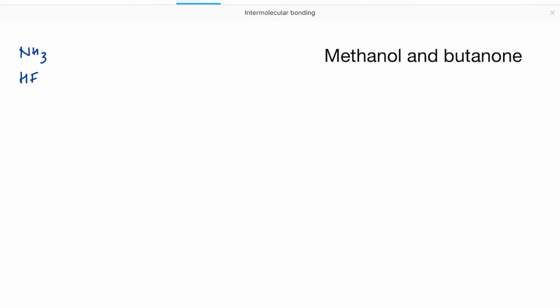We also see it in more complex molecules, and it has quite a large effect on the properties of many organic molecules. Methanol and butanone I'm going to use as my example. So let's look at methanol. This is what methanol looks like. It's CH3OH. And that is how I might draw methanol.